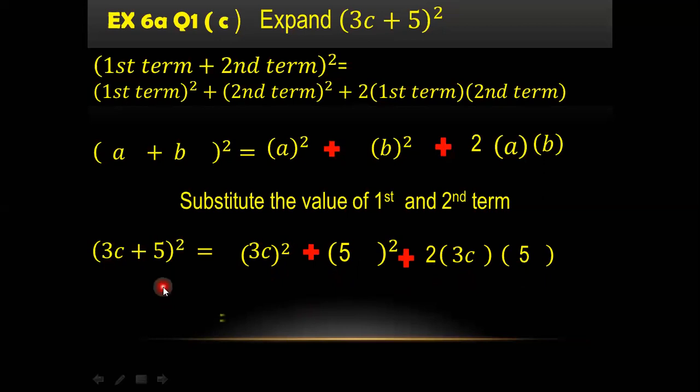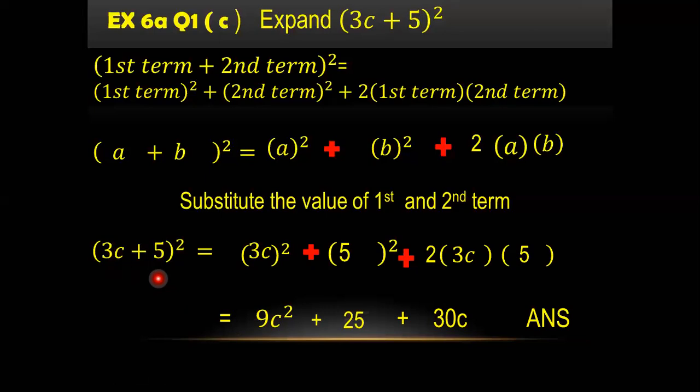Now (3c) whole square, we know that it is 9c square. 5 square is 25. 2 into 3c into 5 is 30c. So this is the expanded form of (3c + 5) whole square, or we can say that (3c + 5) whole square is the compact form of 9c square plus 25 plus 30c.